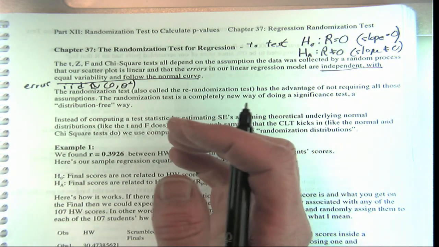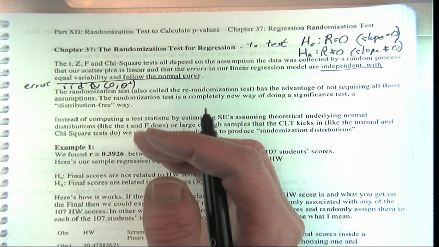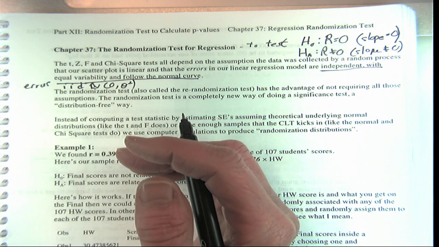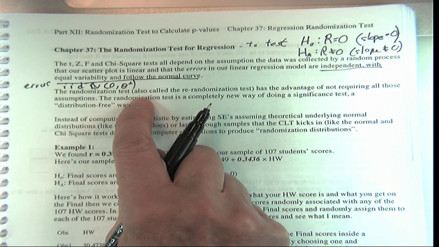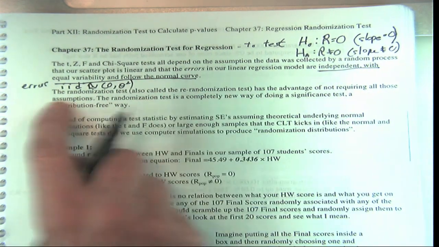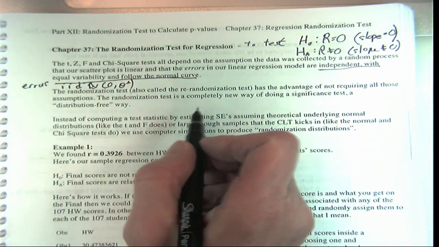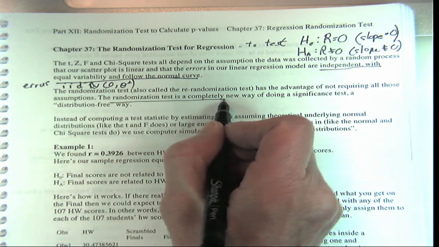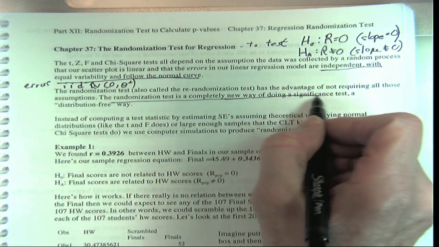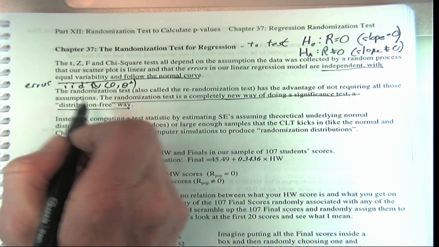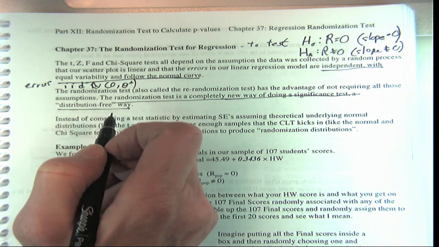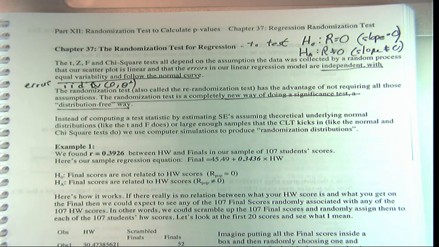We are just going to enact a random process. And the randomization test has the advantage of not requiring all those assumptions. It's a completely new way that I haven't shown you of doing a significance test, a distribution-free way. That's why it's called non-parametric. It doesn't depend on parameters of defining any type of distributions.